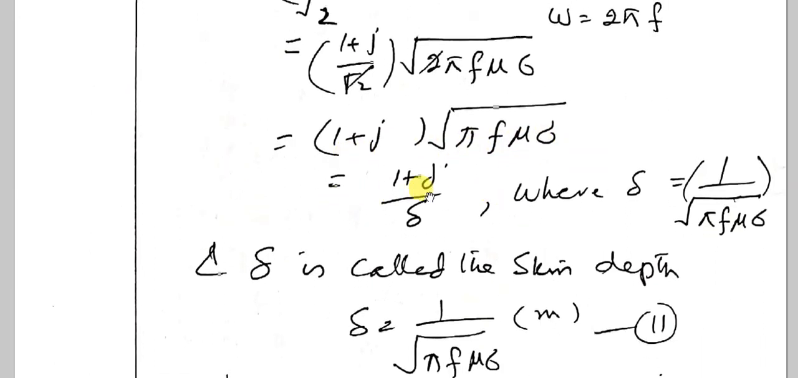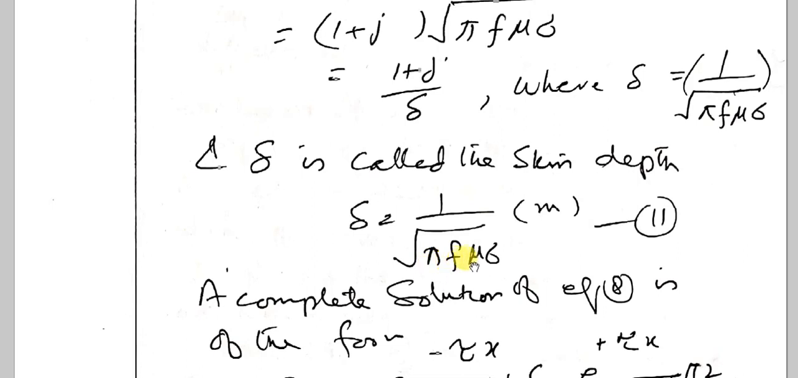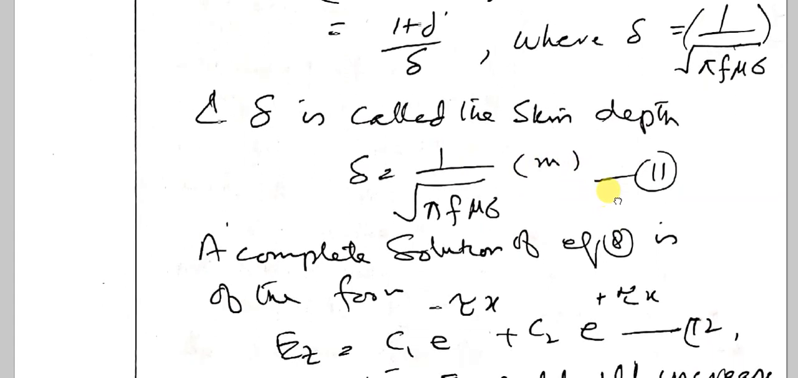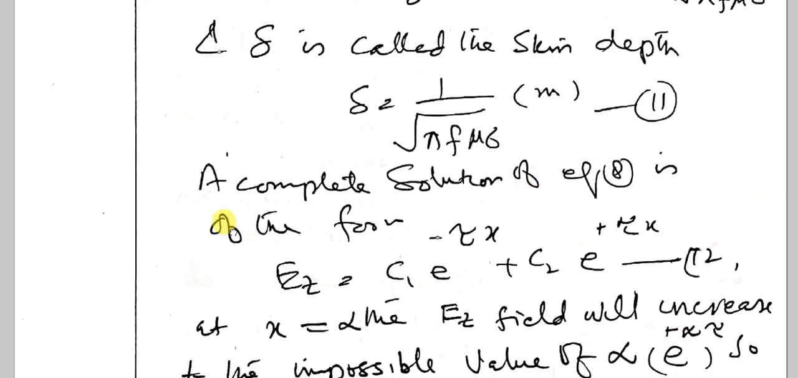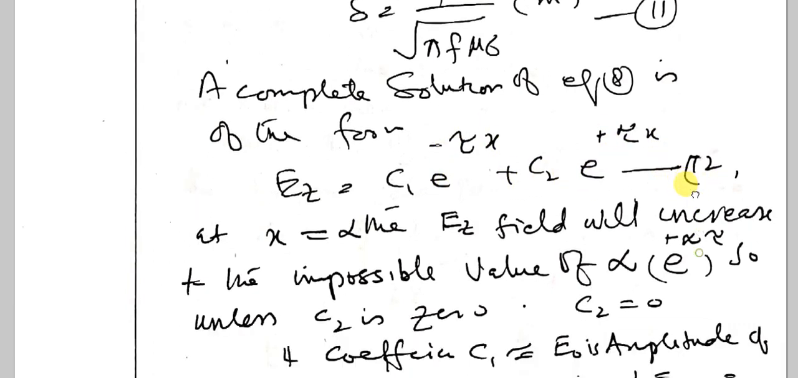Or we can write (1 plus j) over delta, where delta is 1 over the square root of pi f mu sigma, and this is now called the skin depth. Delta is equal to the square root of 1 over pi f mu sigma. It has the unit of the meter. This is equation number 11. Now the complete solution of equation 8 is of the form given as Ez is equal to C1 e to the power minus tau x plus C2 e to the power plus tau x. This is equation number 12.